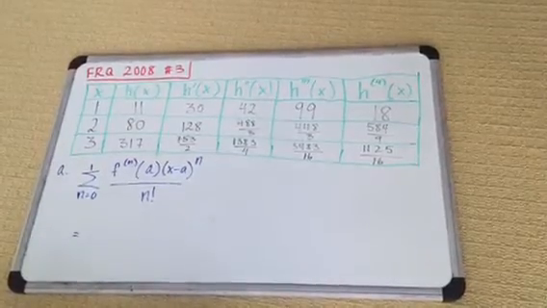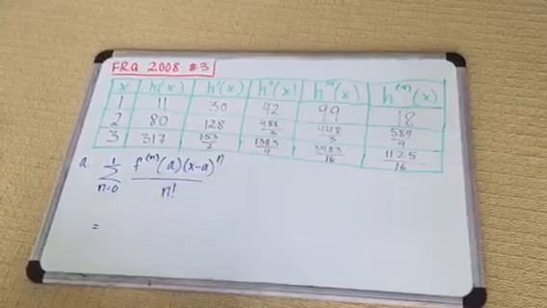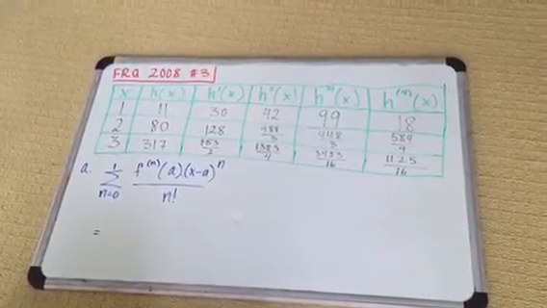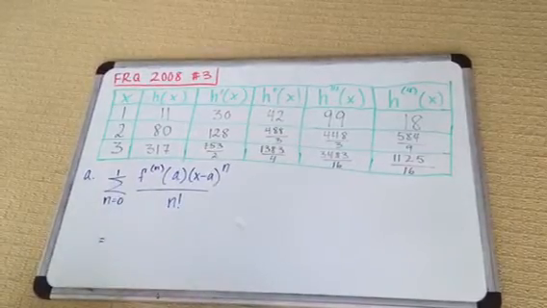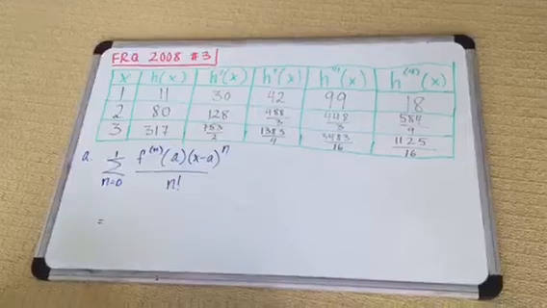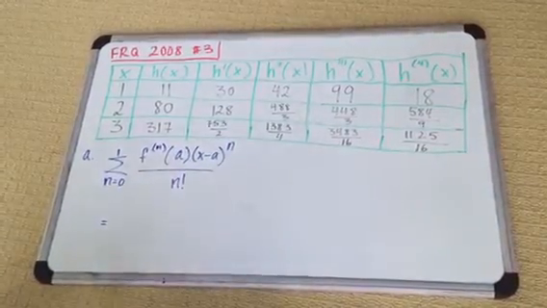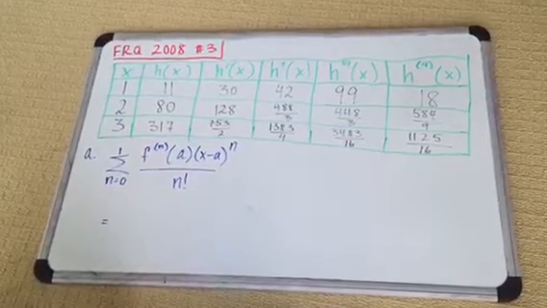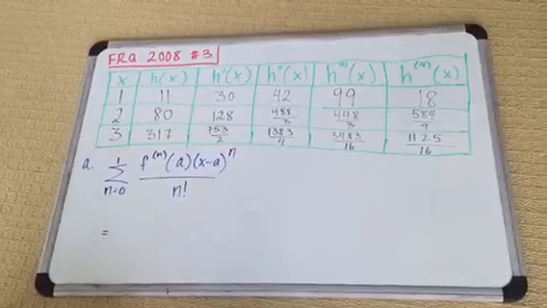Hi, today we're going to do FRQ 2008 number 3 for the Calc BC test. This is a Taylor series question and it gives us a table of values, which is really helpful because that means we don't have to calculate the values ourselves. So that was really nice. The first question, part A, is write the first degree Taylor polynomial for h about x equals 2 and use it to approximate h of 1.9.